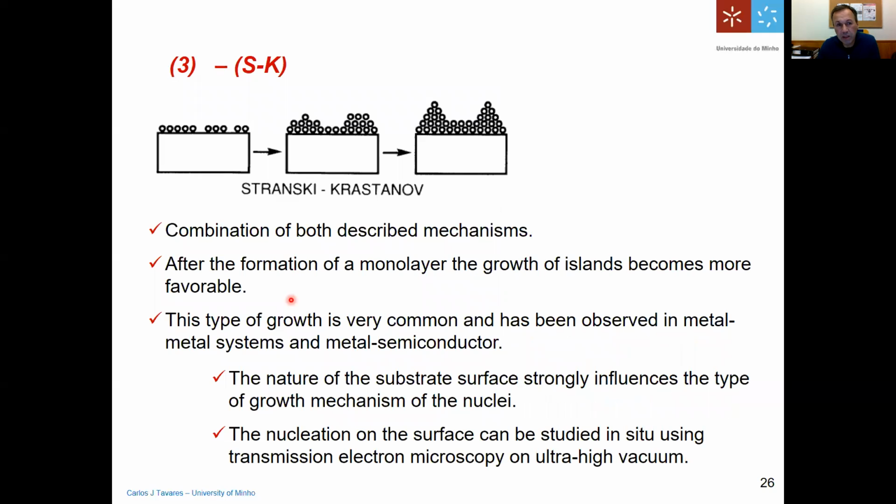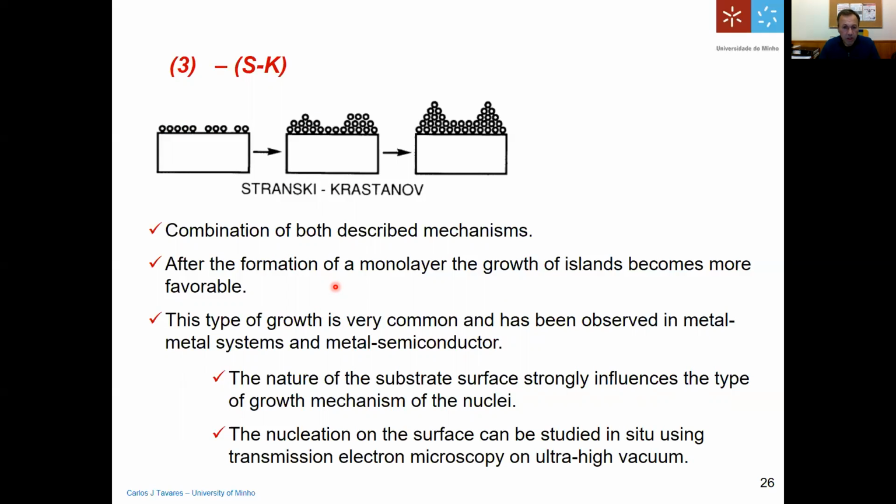Now let's look at the third mode of thin film growth, which is the SK or Stranski-Krastanov, which, like I said, starts as layer by layer and develops into an island growth. So it's a combination of both the mechanisms that I talked to you about before. After the formation of a monolayer, the growth of the islands becomes more relevant and favorable. This type of growth is very common and has been observed in metal systems and also in metal semiconductor systems.